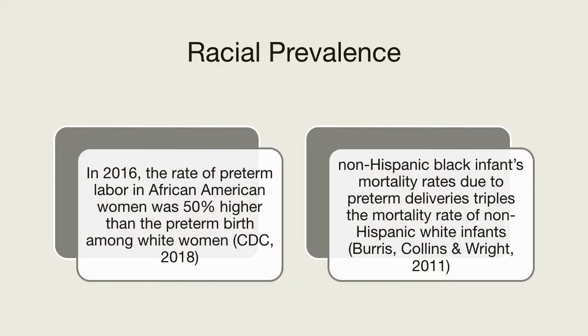Racial prevalence of preterm labor. In 2016, the rate of preterm labor in African American women was 50% higher than the preterm birth among white women. Non-Hispanic Black infants' mortality rates due to preterm deliveries triples the mortality rate of non-Hispanic white infants.